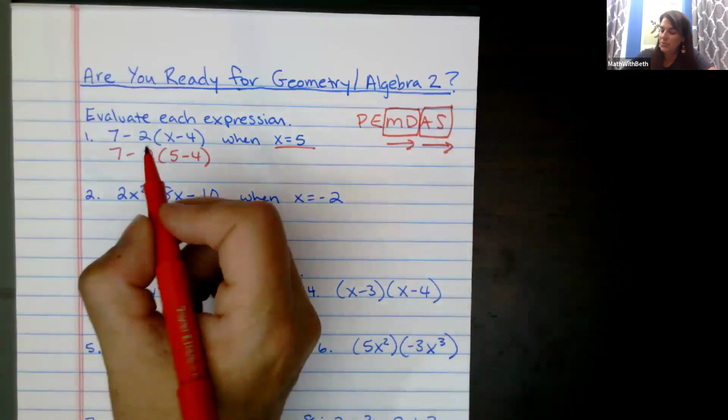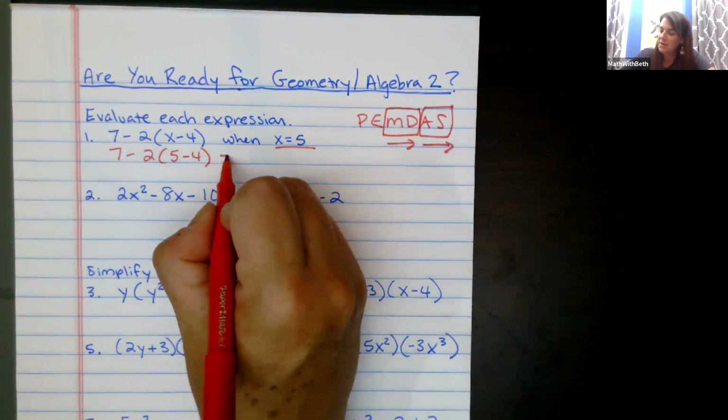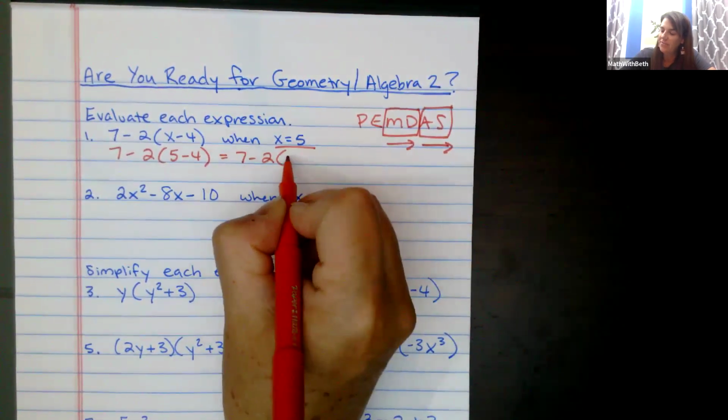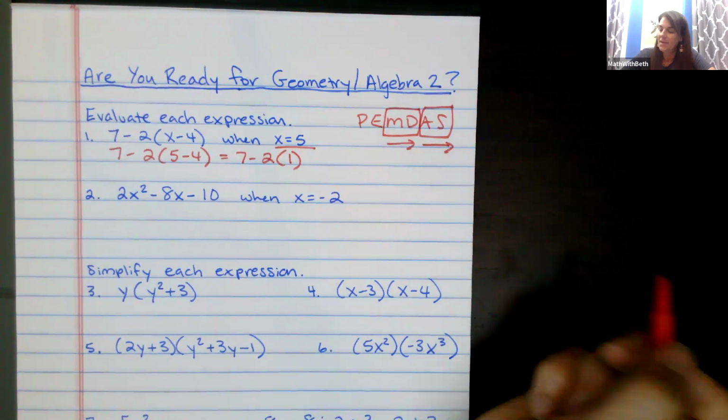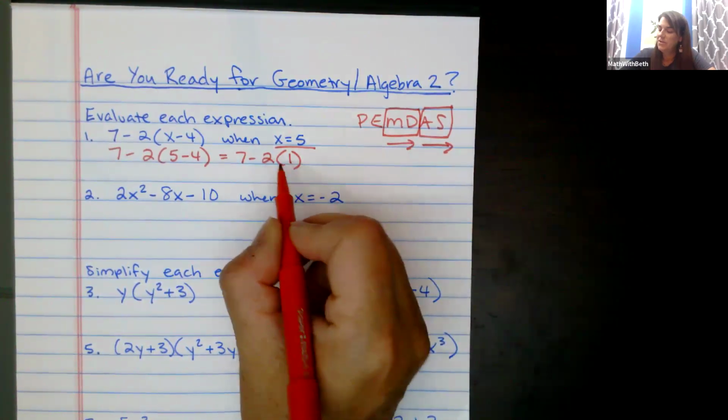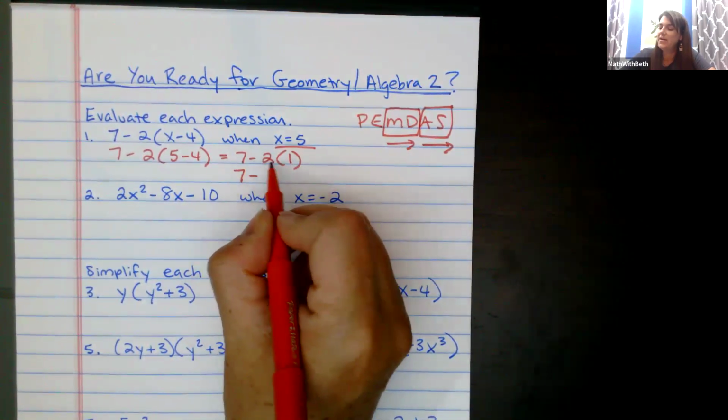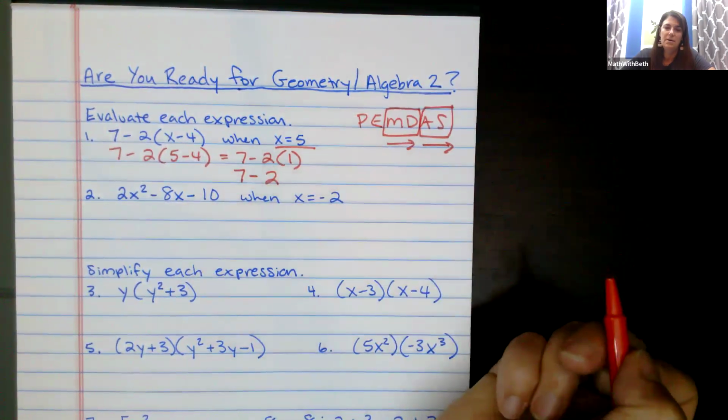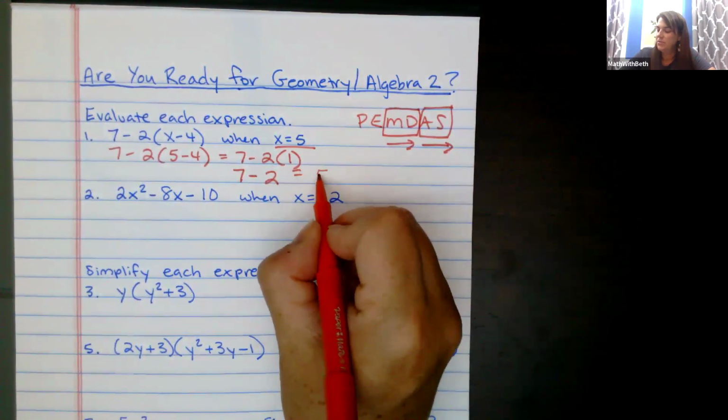So in here, I do have something going on in the parentheses. So I'm going to start with that. 5 minus 4 is 1. This still means multiplication though. So 7 minus 2 times 1, and then 7 minus 2.